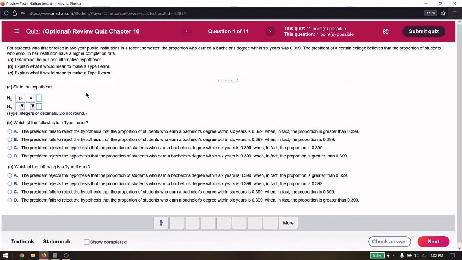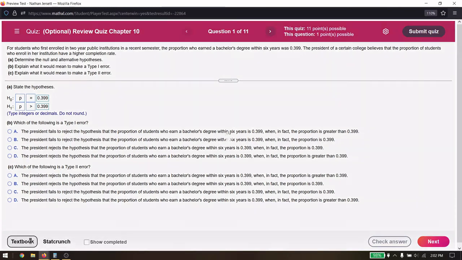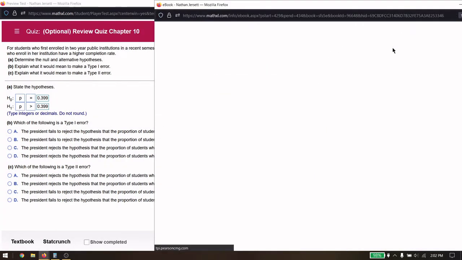The null is equal to what's been established. And the alternative, in this case, is that the president believes the proportion is higher. So she believes it's greater than 0.399. That's how you establish the null, and then the alternative is what you want to test, what you want to find out. Now, type 1 and type 2 error depend upon either rejecting H naught when it's true or accepting the alternative when it's not true. Which one's which? If you go into the textbook, there's a table that can help you figure that out.